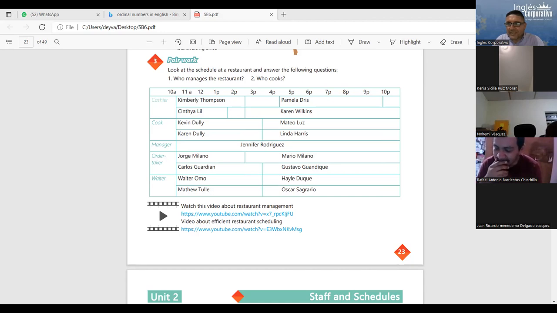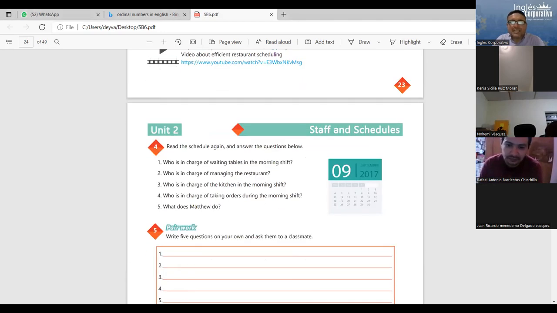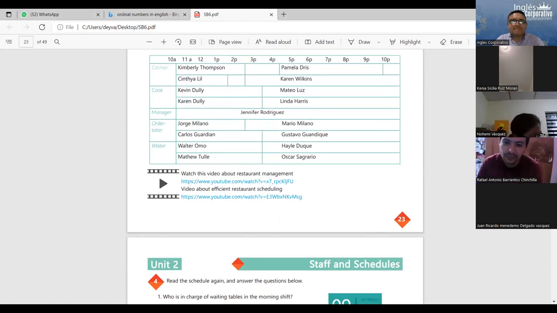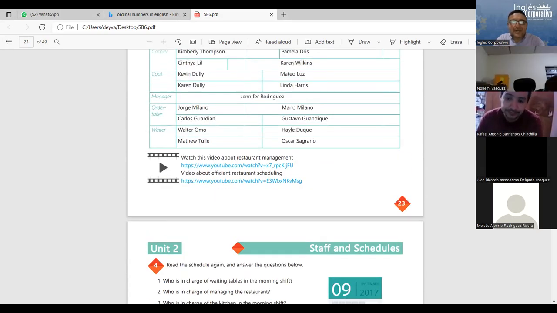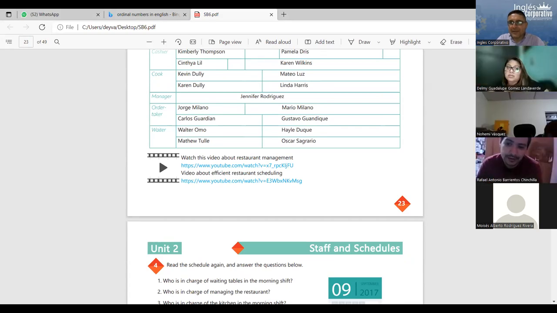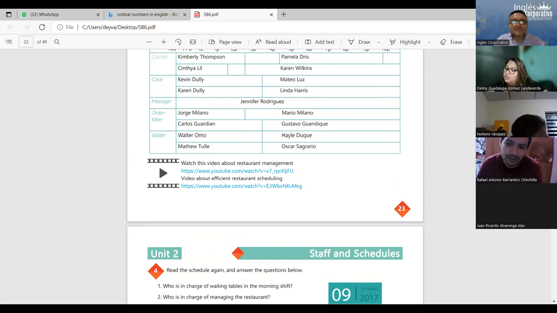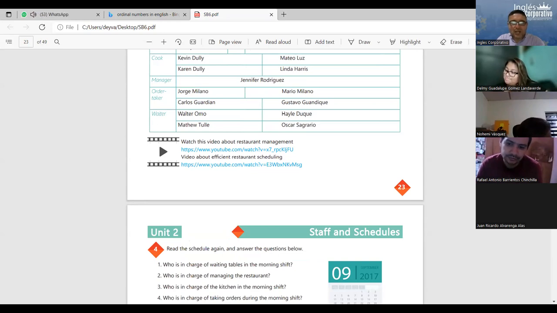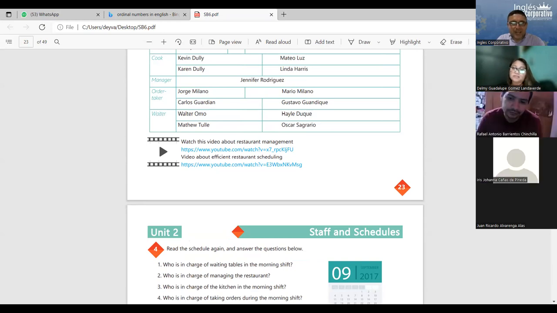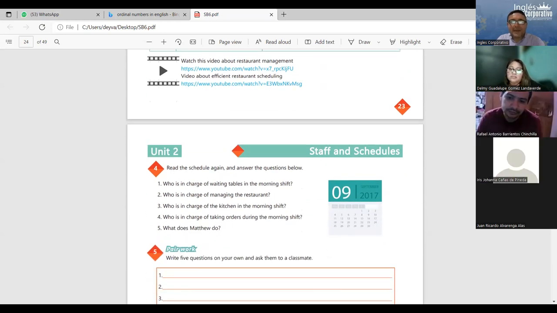All right, people, let's do this. Who's in charge of waiting tables in the morning shift? Walter Omo and Matthew Tule. Very good. Who's in charge of managing the restaurant? Jennifer Rodriguez. Very good. Who's in charge of the kitchen in the morning shift? Kevin and Karen Dooley. Good. Who's in charge of taking orders during the morning shift? Jorge Milano and Guardian. Very good.